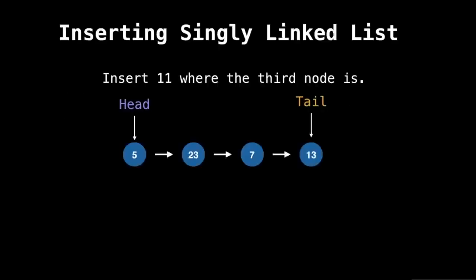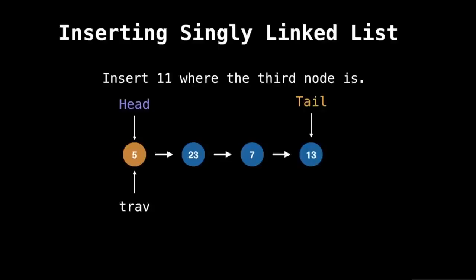Okay, let's go into some implementation details on how we can create linked lists and remove elements from linked lists, starting with singly linked lists. So here is a singly linked list. I've outlined where the head and the tail is. Now we want to insert 11 at the third position, where 7 is currently. Let's walk through an example. The first thing we do is we create a new pointer, which points to the head. This is almost always the first step in all linked list operations.